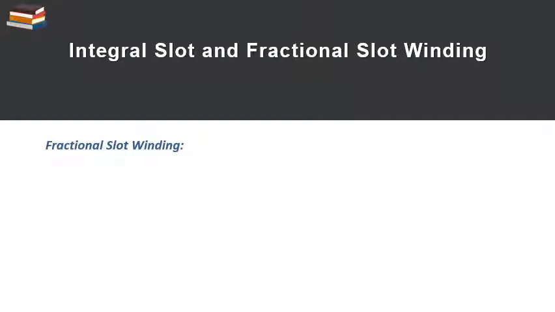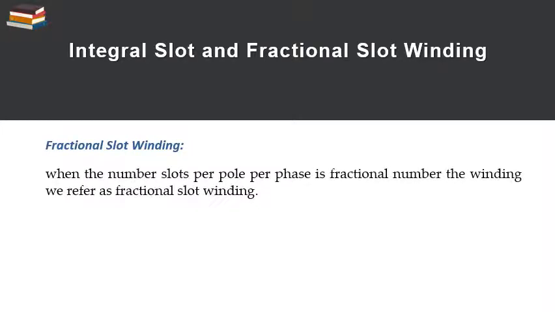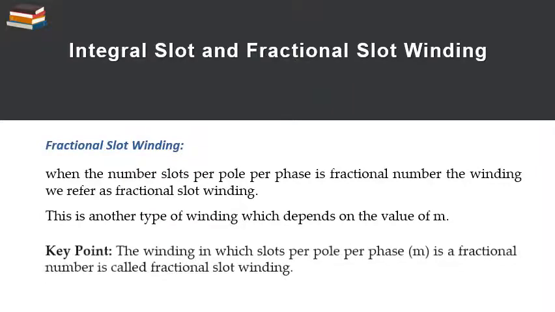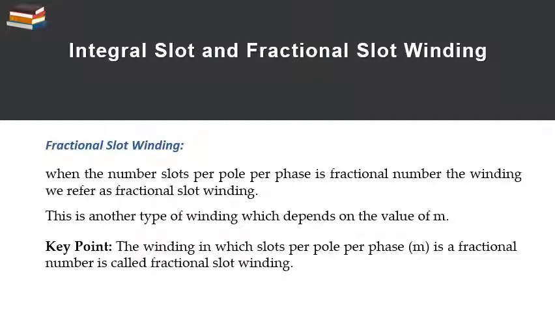Next is fractional slot windings. When the number of slots per pole per phase is a fractional number, the winding we refer to as fractional slot winding. This is another type of winding which depends on the value of M. The key point is that the winding in which slot per pole per phase M is a fractional number is called fractional slot winding.